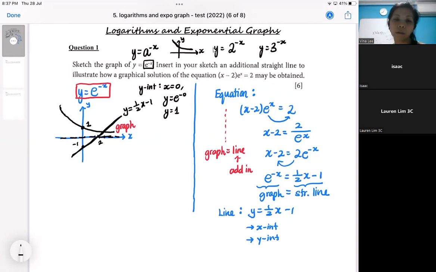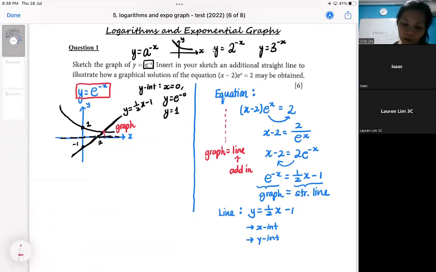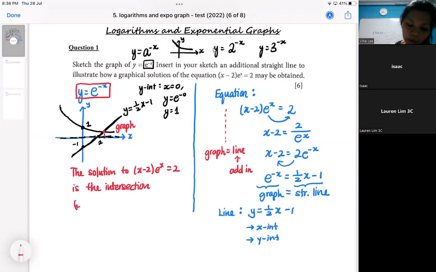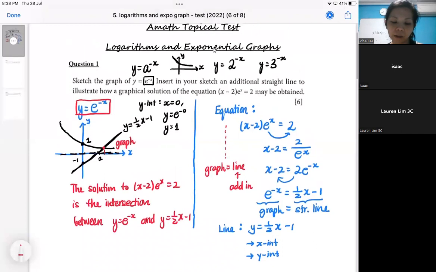So where is the solution? If I can read it off the graph, the solution is at the intersection. The solution to the equation will come from the intersection between the graph and the straight line. So that will be how the phrasing of the question will be like.